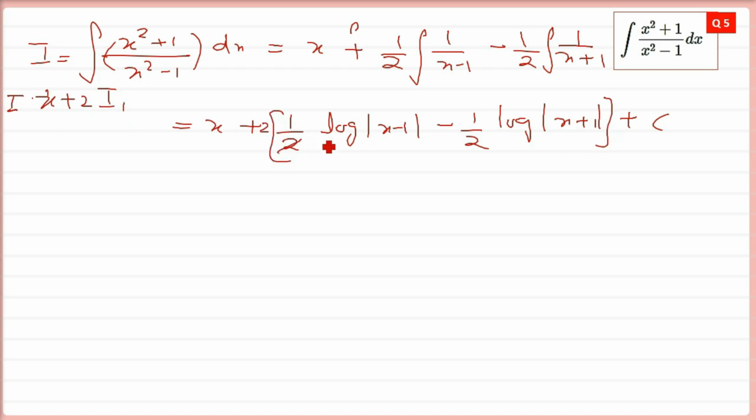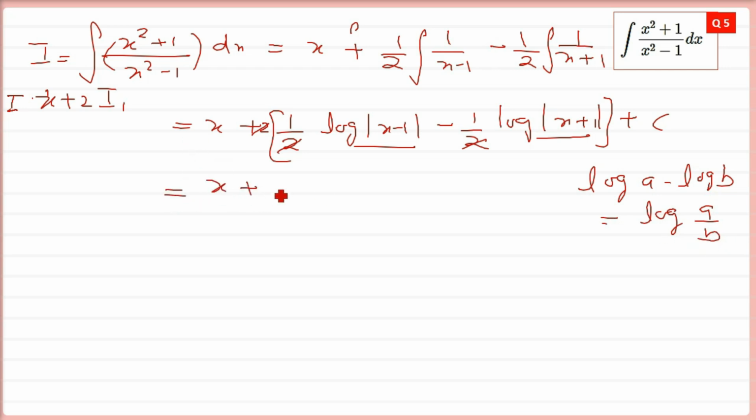So when we multiply this by 2, this half gets cancelled. If you take half outside, multiply it by 2, this gets cancelled. So we have log a minus log b, and log a minus log b can be written as log a by b, and b will be in the modulus sign. So x plus this log x minus 1 minus log x plus 1 will become ln. You can write ln for log AC. ln modulus of x minus 1 divided by x plus 1 plus constant of integration. So this is your final answer.